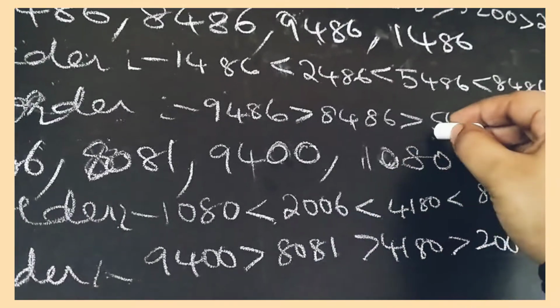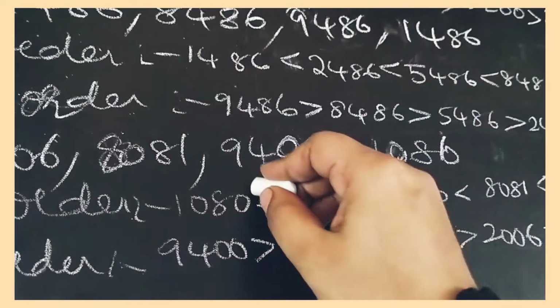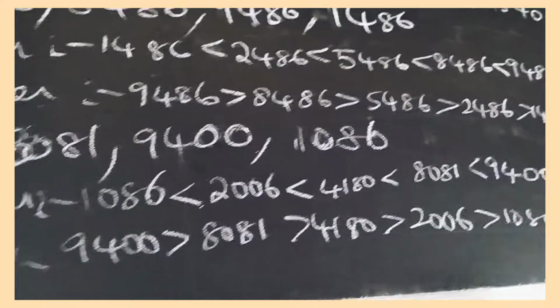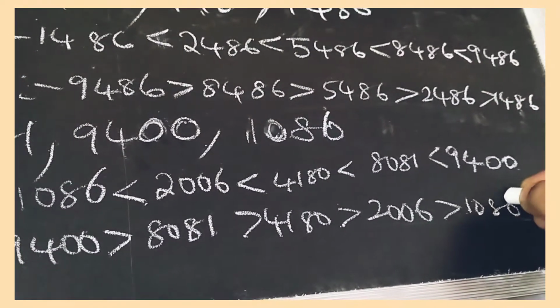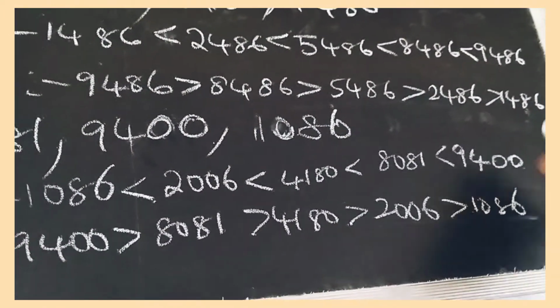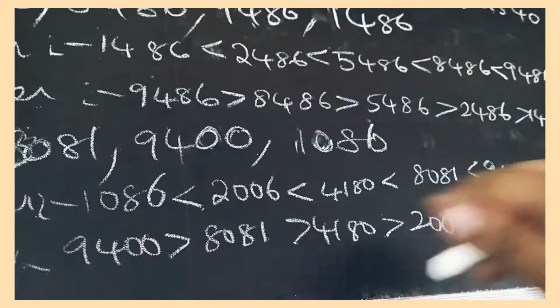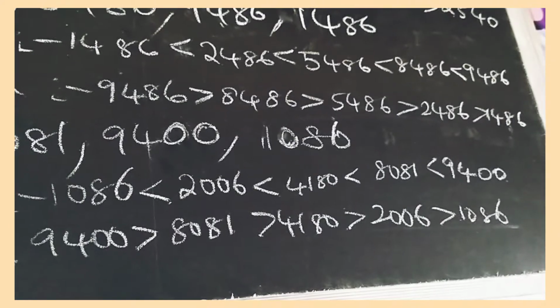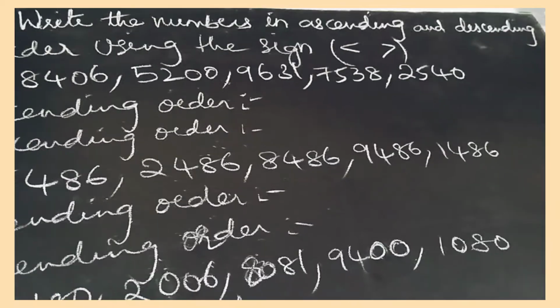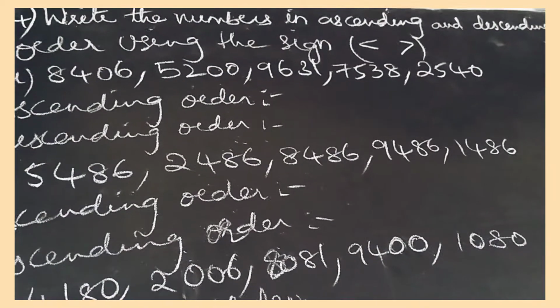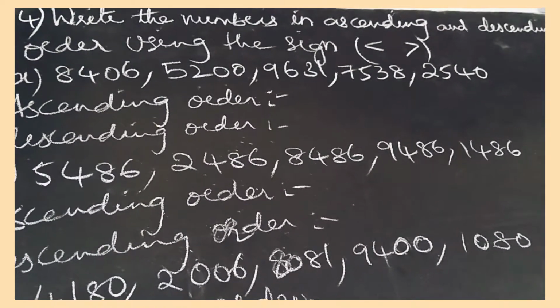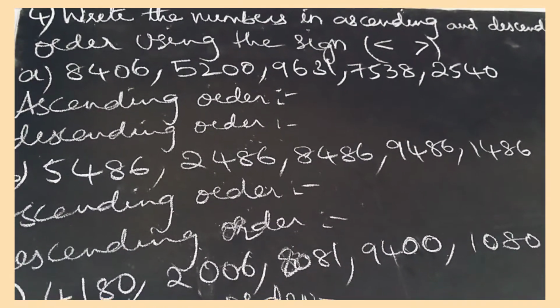It is 1086. If you take 1086 and 1080, 1080 is the smaller number only. Next sum: write the numbers in ascending and descending order using the signs greater than and smaller than.